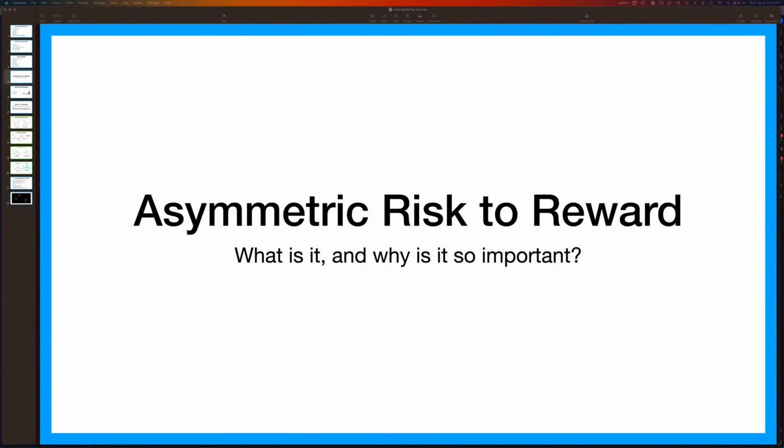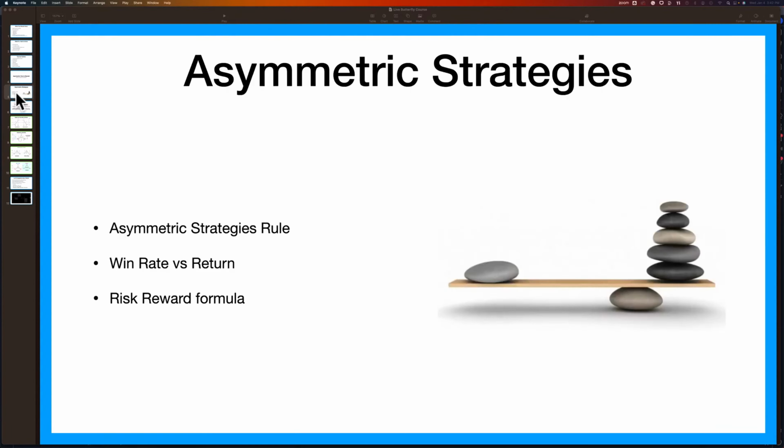And this is all about how we actually conduct business here at Zero-DTE and what our strategy is really based on, and that is asymmetric risk to reward. And what is it, and why is that so darn important? The next slide is, yes, it has content: asymmetric strategies rule.